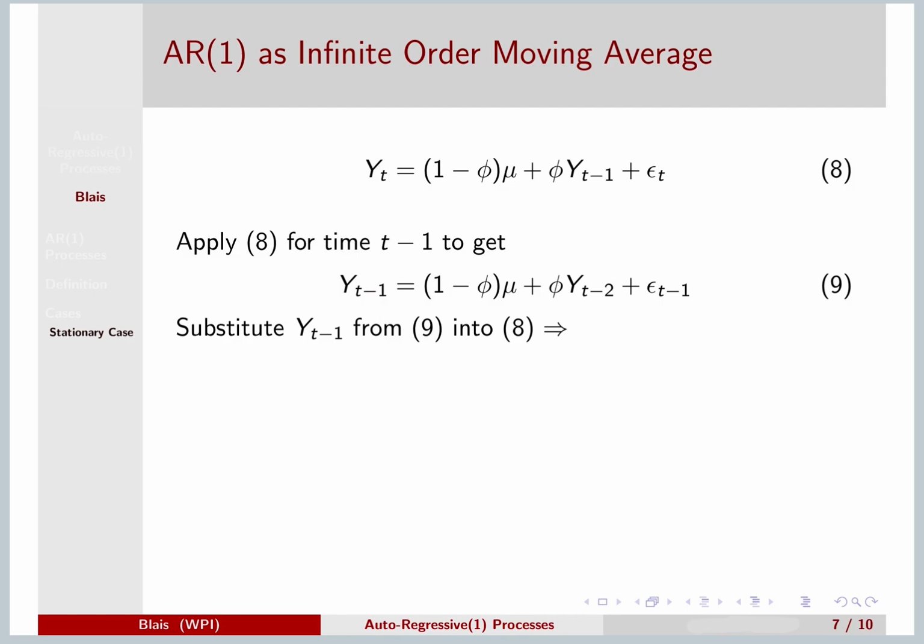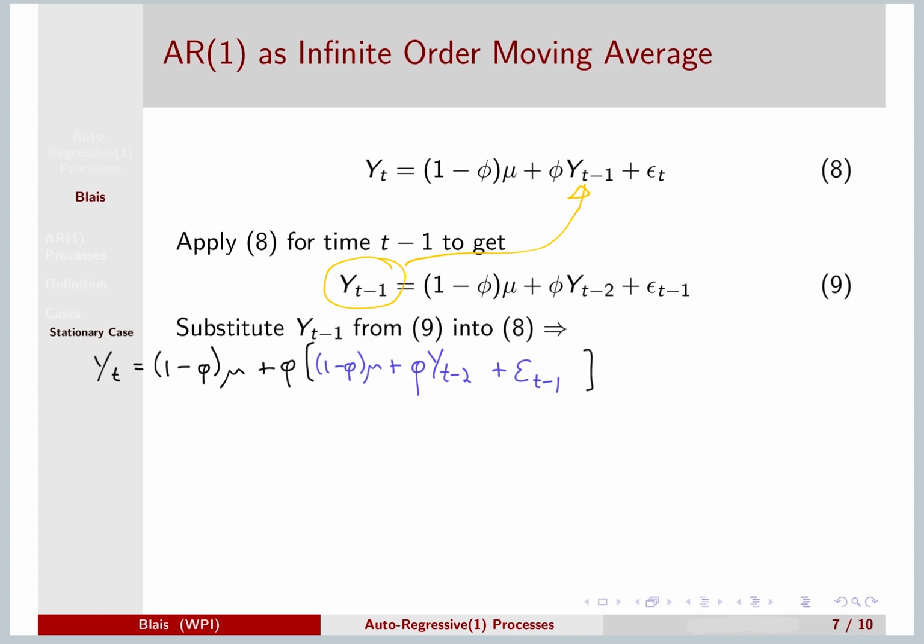So we get y sub t minus 1 is this constant plus phi times y sub t minus 2 plus epsilon t minus 1. It's just a version of equation 8 at the previous time step. But once we have this, we can then do some algebra. We can substitute the right-hand side of 9 into y t minus 1 in 8. If we do that, then we get y t is 1 minus phi times mu plus phi times that expression that we have on the right-hand side of 9 going in for y t minus 1, which is the quantity 1 minus phi mu plus phi times y t minus 2 plus epsilon t minus 1.